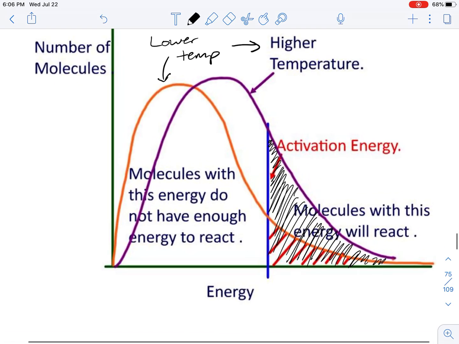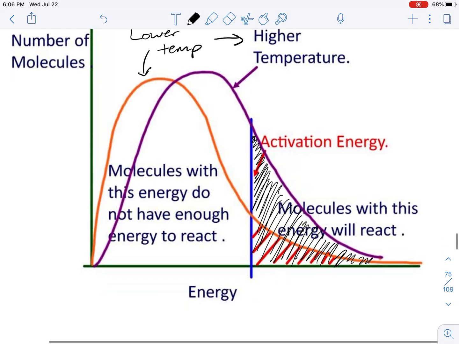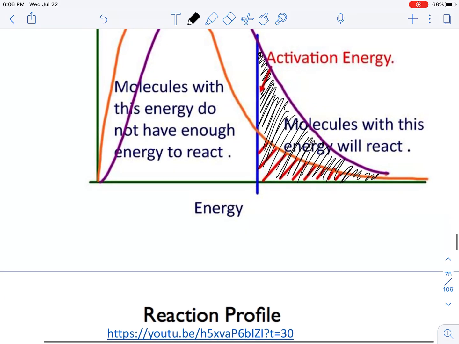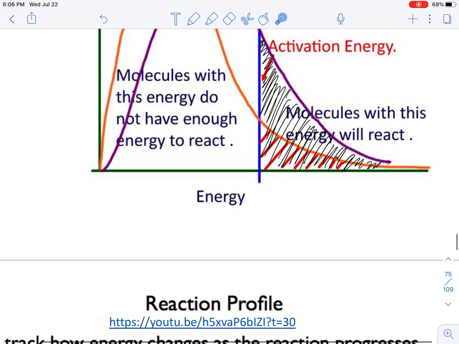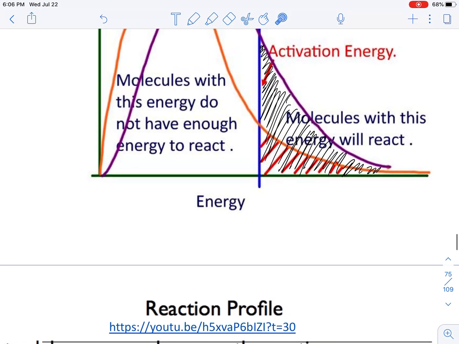And so what I want to do next is take this Gaussian curve and depict it in a different way. I want to create a reaction profile. I do encourage you guys to take a look at this YouTube link that I posted, and you guys are going to start at 30 seconds. This YouTube video will give you a visual of how these reaction profiles are created.